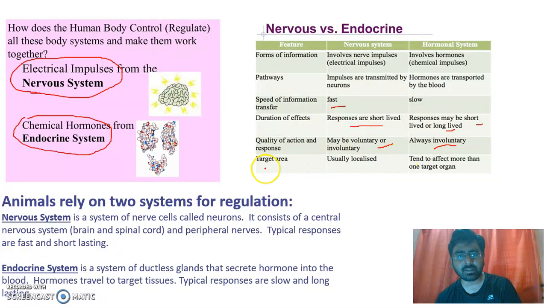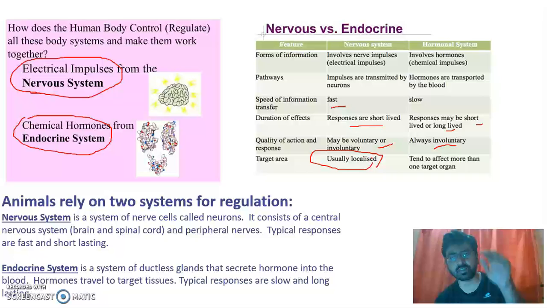So another important thing is that the target area is usually localized. In the case of the nervous system, where the nerve propagation hits, the main propagation or the main functioning does happen in that localized area. But in case of the endocrinal system, the hormones or the chemicals usually travel through different parts of the body and then have the response in the different target organs.